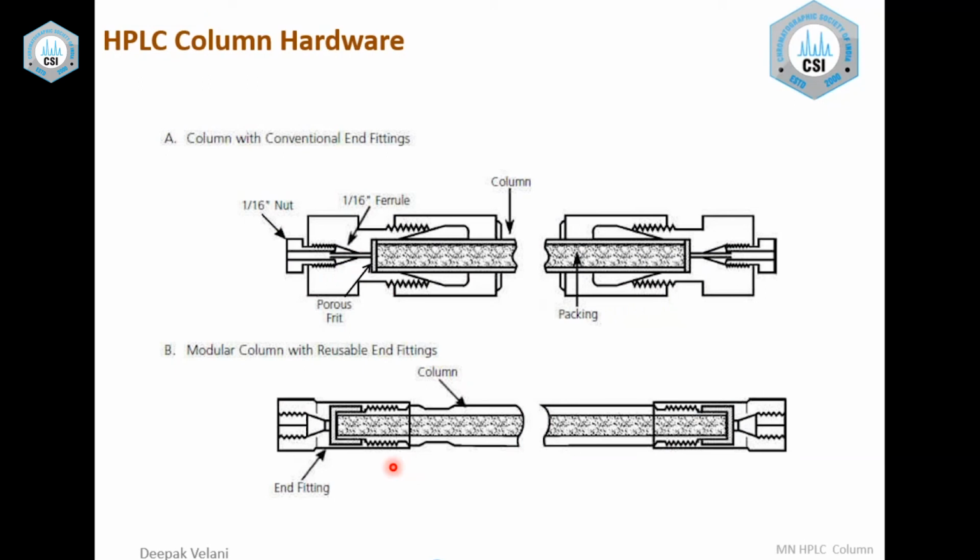This is a typical hardware. I'm not going much into the detail, but there are two kinds of columns. One is the conventional column, and second is the cartridge column. The cartridge column comes with hand fitting, and cartridges can be removed. Here it is a complete set of column which is to be used as a complete set.